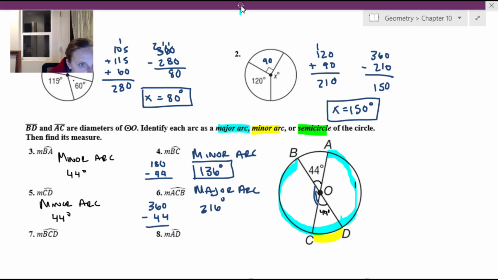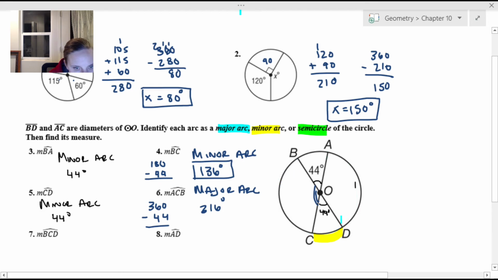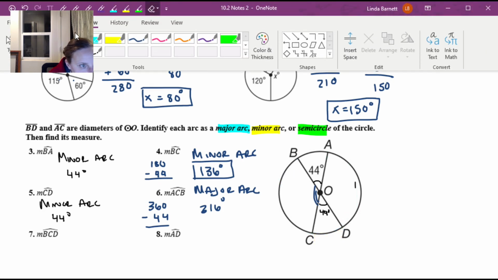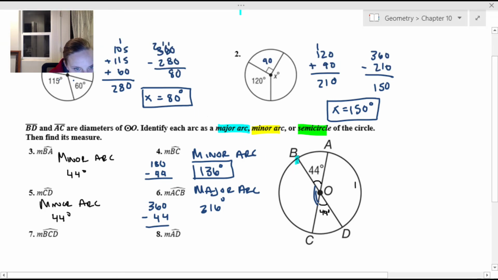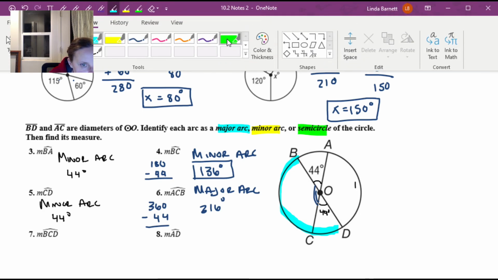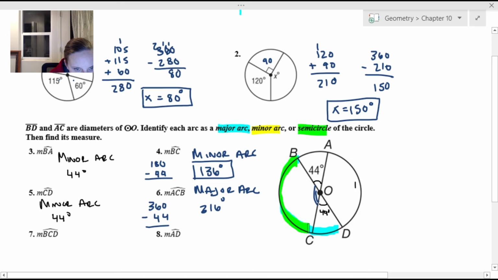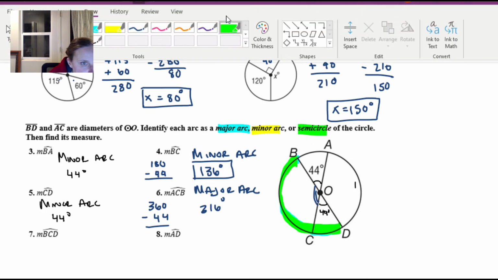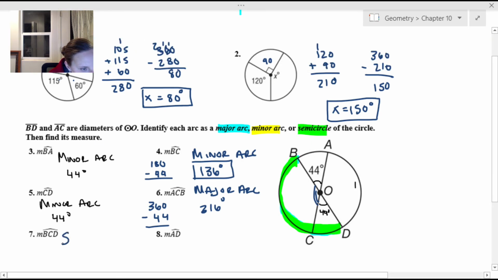Two more to go. It says BCD, that's also going to be a major arc. So B to C to D. Oh, I was wrong. It's not a major arc. It's a semicircle. B, C, D. And so that's a semicircle. And semicircles are always half the circle. Half the circle is going to be 180 degrees.